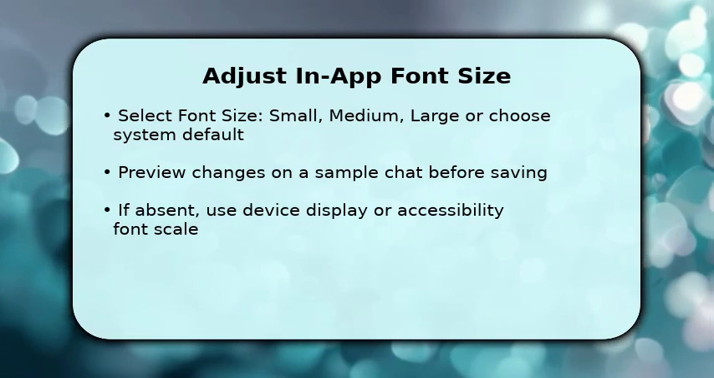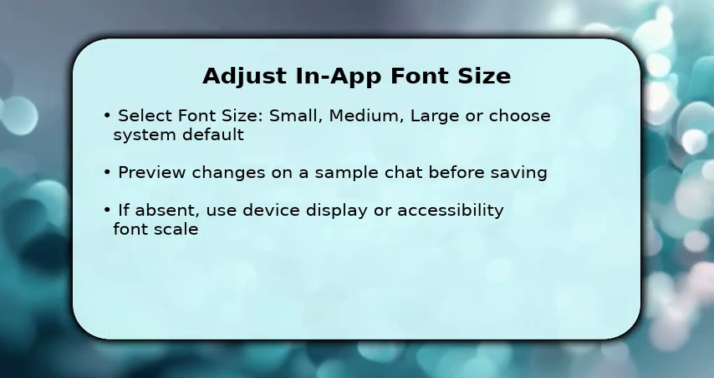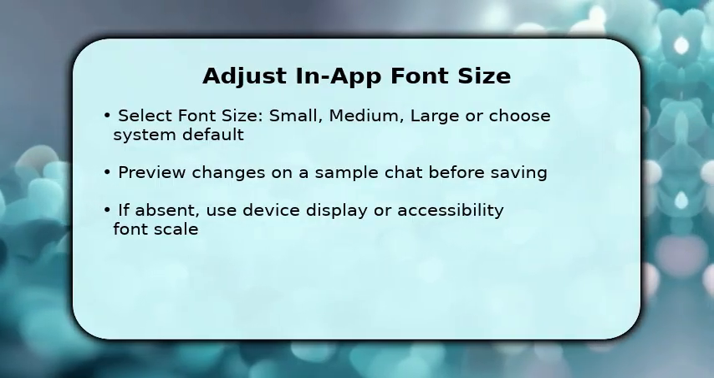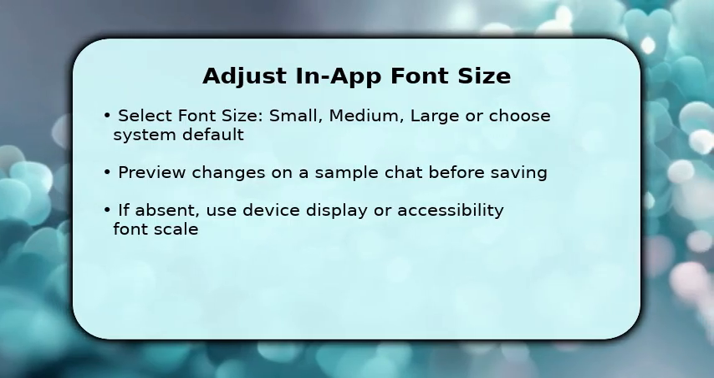Now adjust the actual font size control in WhatsApp and watch the preview. Choose small or medium to decrease text. Select the option and observe how message bubbles and menus change.